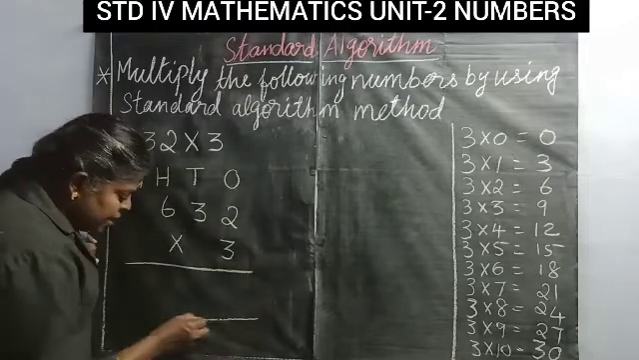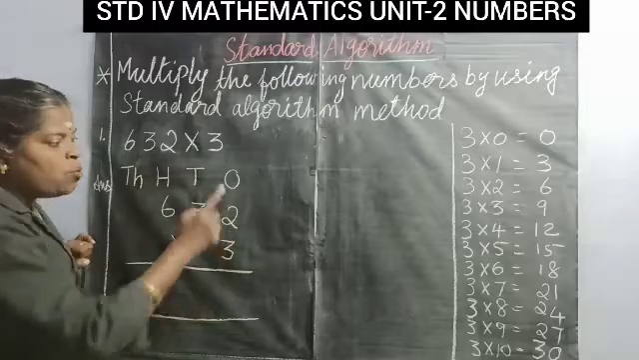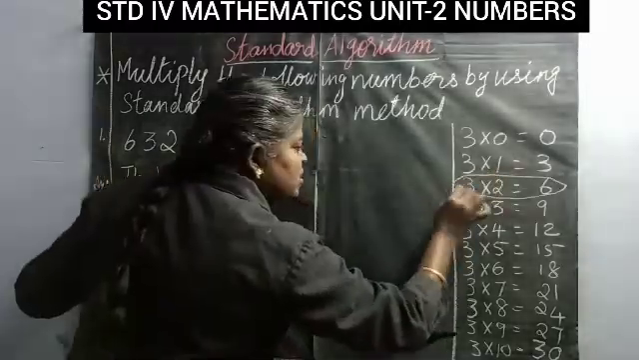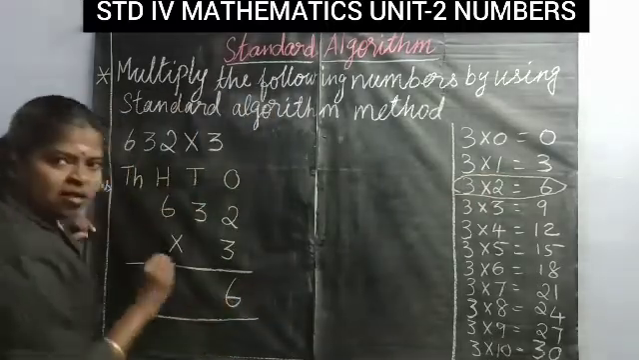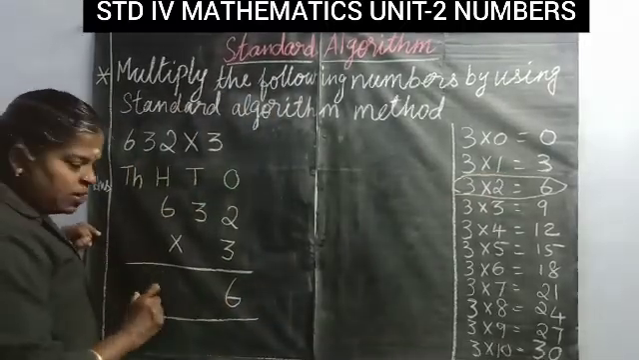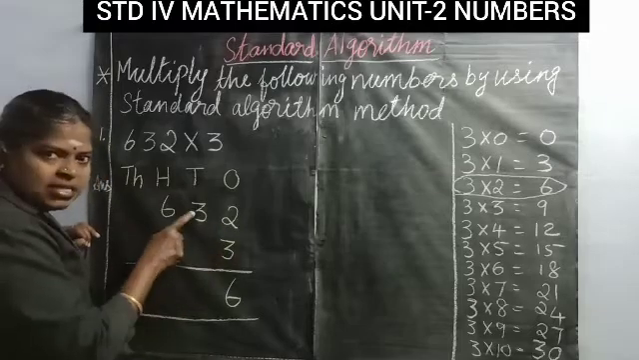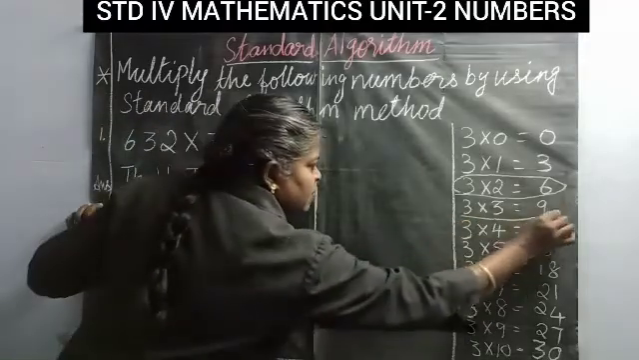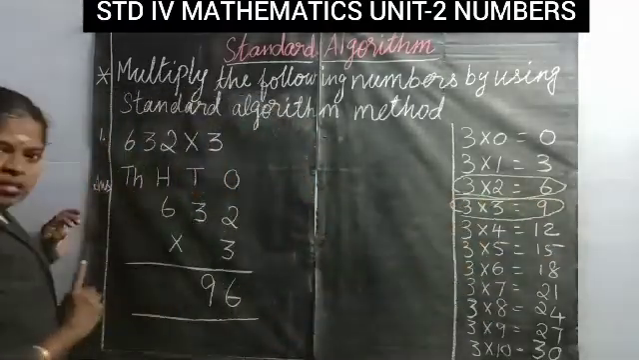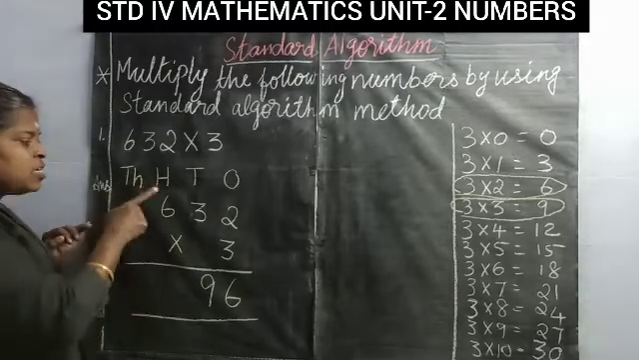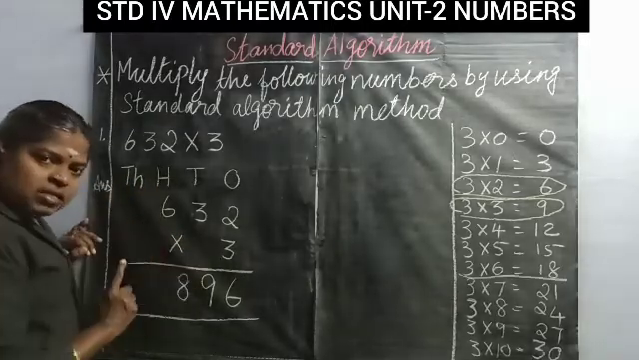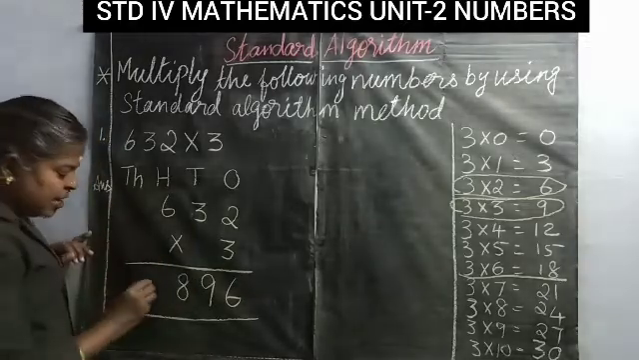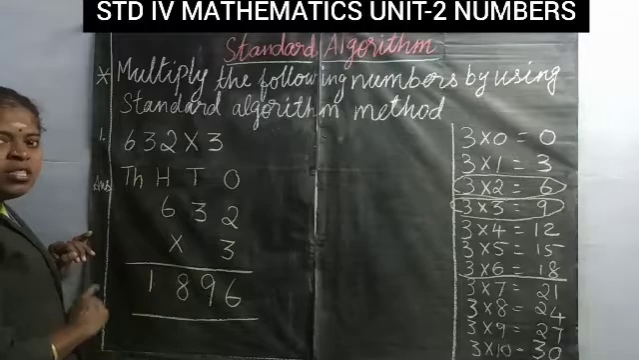Draw the line. Then start to multiply ones. First we have to multiply ones. 3 twos are 6. Next we have to multiply tens. 3 threes are 9. Then we have to multiply hundreds. 3 sixes are 18. 8 write in hundreds place. 1 write in thousands place.